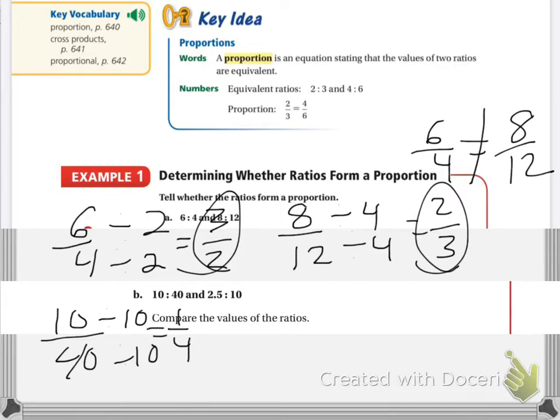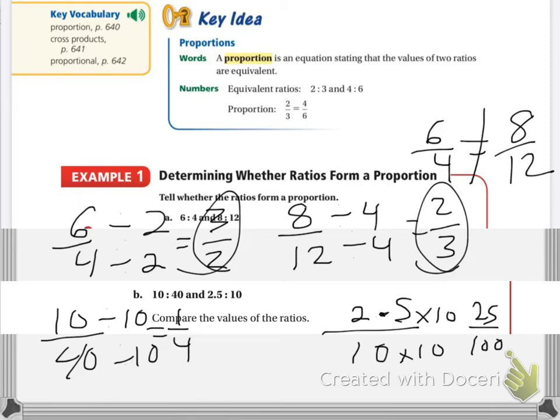Then I'm going to take my 2.5 to 10, and in this fraction we have a decimal, so I'm going to get rid of that. The way I get rid of that is by moving the decimal behind the 5, which, since our number system is based off 10, means I have to times it by 10. I'm going to do that to both my numerator and my denominator, and that gives me 25 over 100.